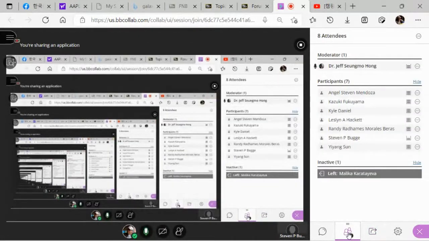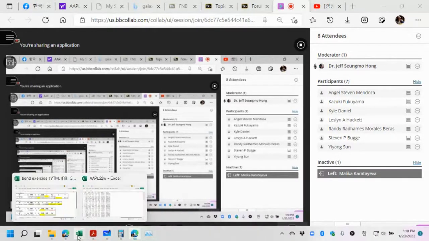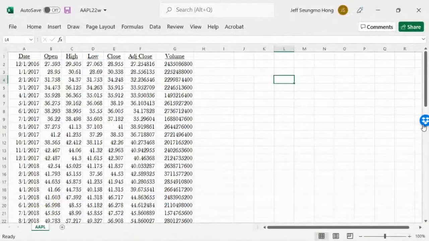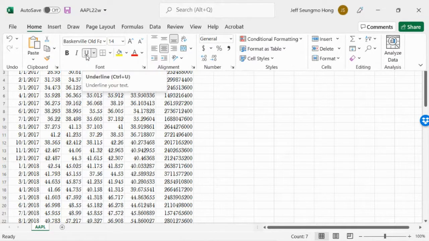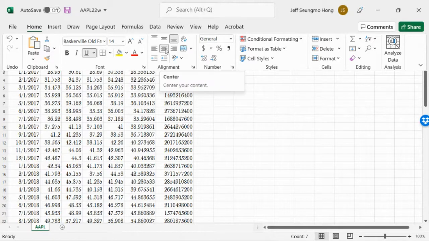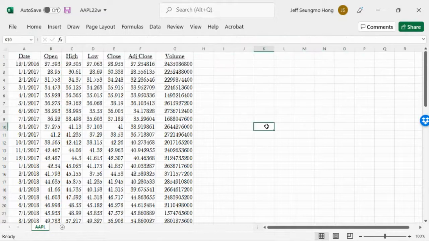All right, we're back. So the next thing I want you to do is, I already did this. This is just to make it easier for later. The first row, select the entire first row by clicking on the row number, and underline the labels, and center the labels, because numerical data are always right aligned.